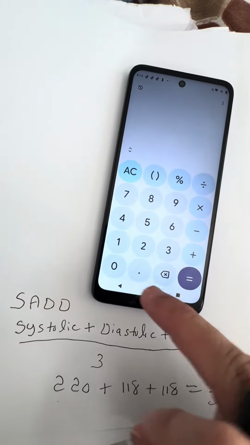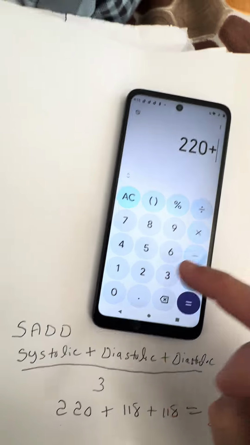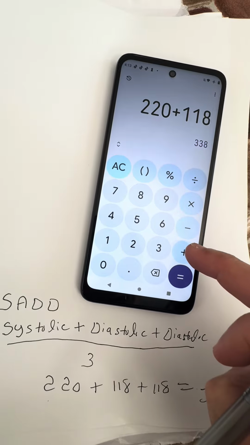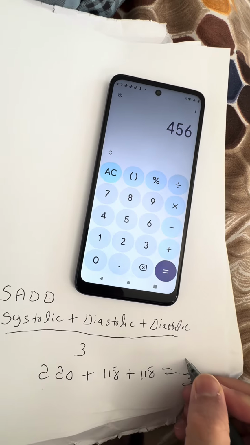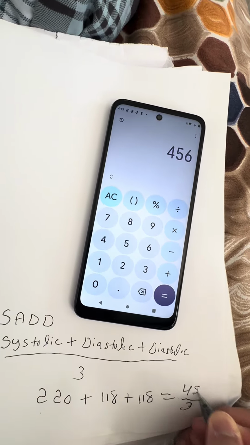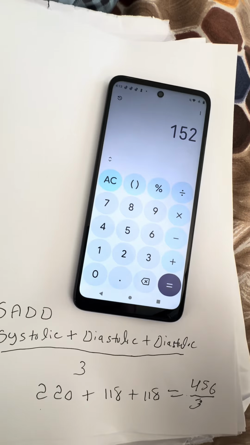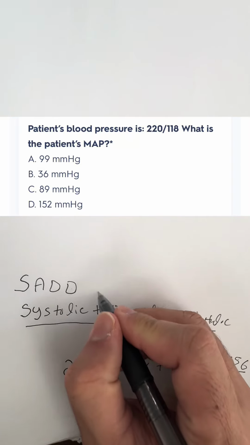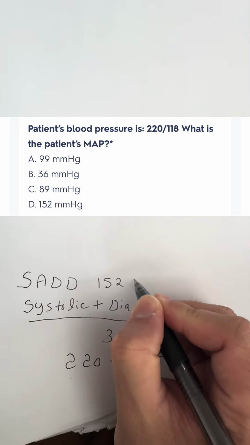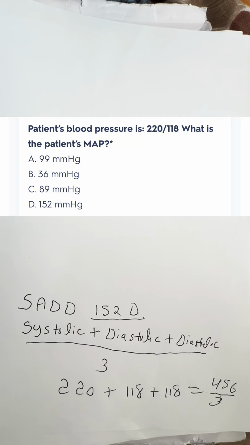So let's do it. 220 plus diastolic, which is 118, then another diastolic 118 will give you 456, right? And 456 you have to divide by 3, will give you 152. So that is your answer, right? So let's see what our answer is. Our answer is 152, answer D. See, simple, right? So now you know the trick.